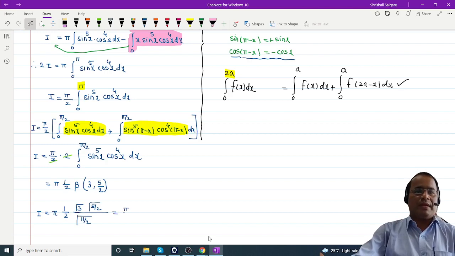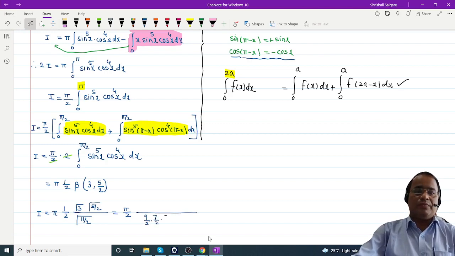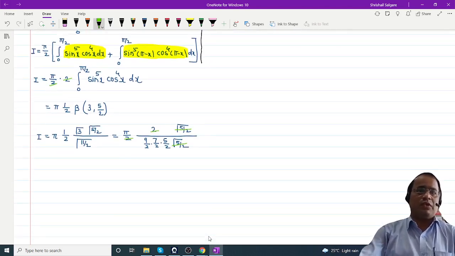Further, it can be written as pi by 2 into the denominator gamma. I will simplify because I want to cancel that gamma 5 by 2. So it can be written as 9 by 2, 7 by 2, 5 by 2 into gamma of 5 by 2, and the numerator gamma of 5 by 2 as it is. And gamma 3 is nothing but 2 factorial, that is 2. So this gamma of 5 by 2 and this gamma of 5 by 2 get cancelled, and this 2 and this 2 get cancelled. So tell me the simplified answer.